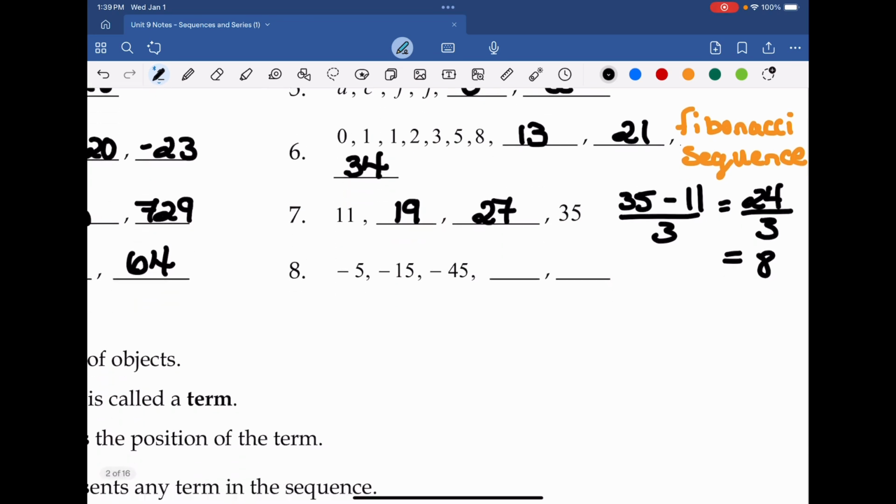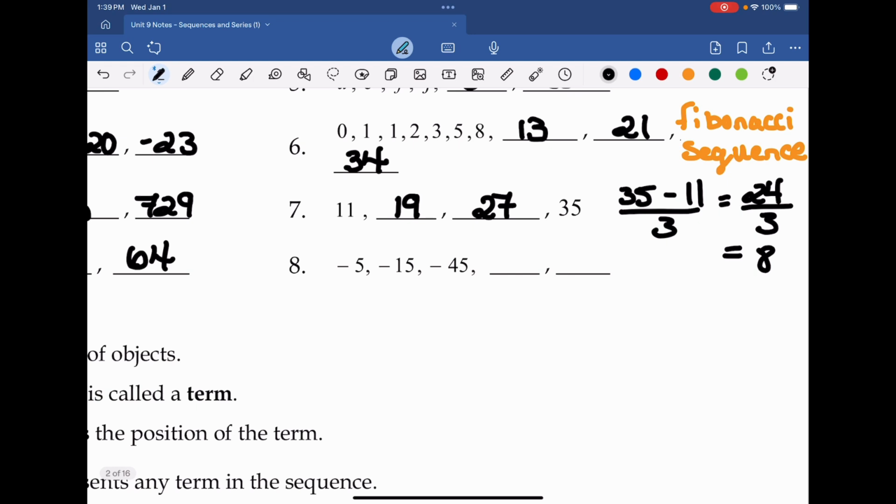Now, when we go to number 8 here, what we're going to do is take -5, -15, -45. We clearly see that it's being multiplied by 3. So this one gets multiplied by 3, then it gets multiplied by 3 to the next term. So we're just going to continue that pattern, keep multiplying by 3. This gives us -135. -135 multiplied by 3 is -405, and then we're done because there's no other blanks, so we're just going to leave it at that.